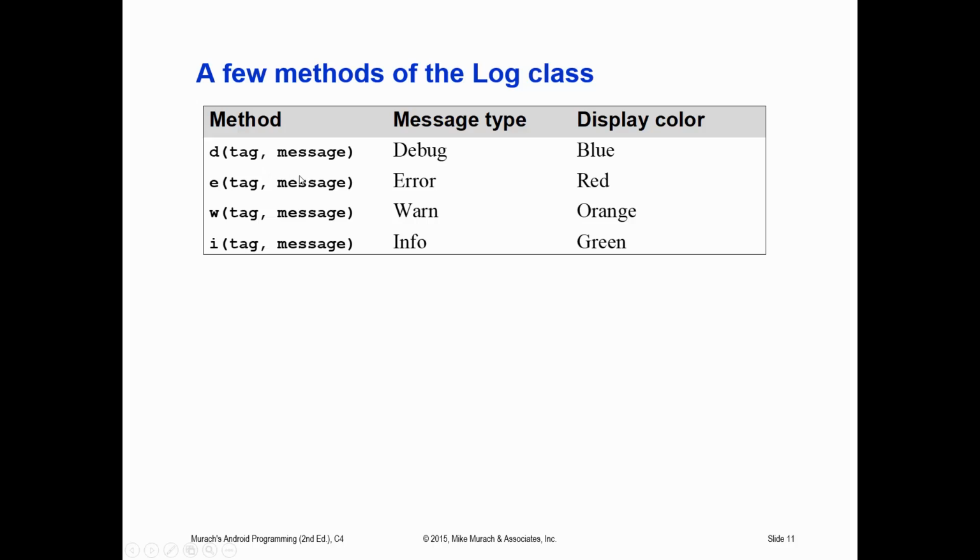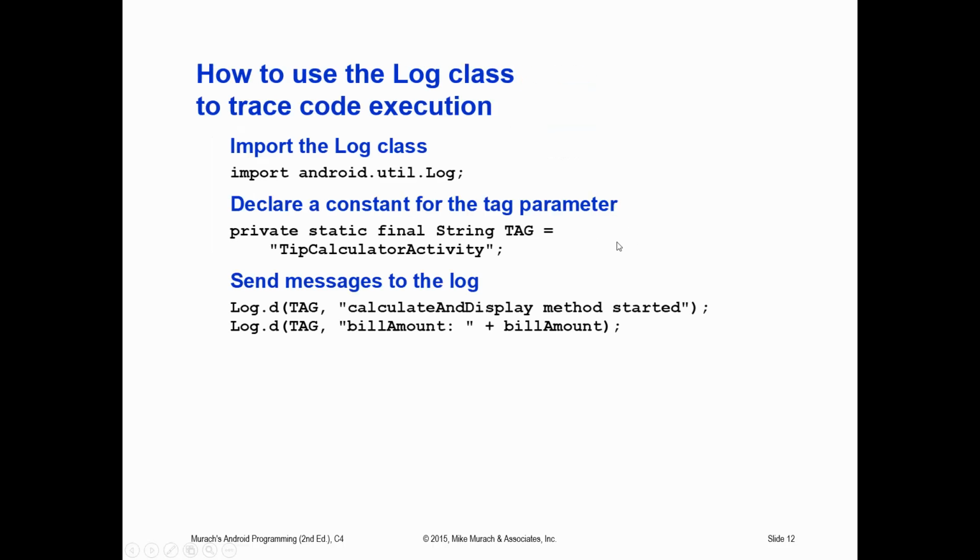You'll notice that the first parameter is tag, and that's used to identify the message in the logcat window. Typically what you'll do is define a constant named TAG in uppercase for each activity. They do show you examples here, and again, notice the colors. Blue for debug messages, red for error, orange for warning, and green for informational. That pretty much goes with Bootstrap and other types of colors.